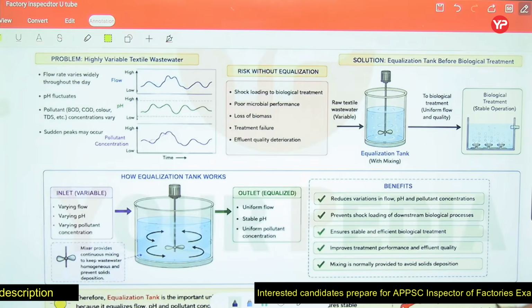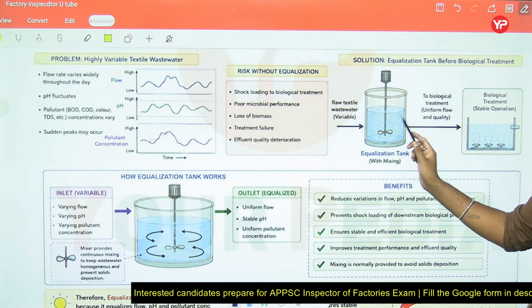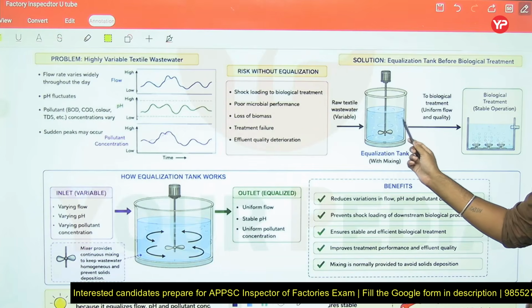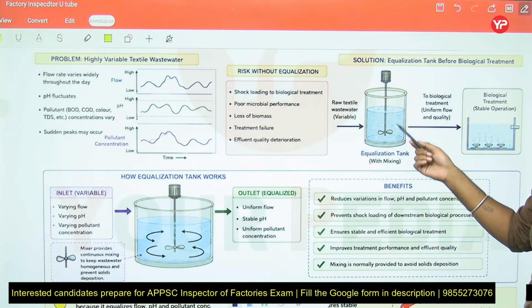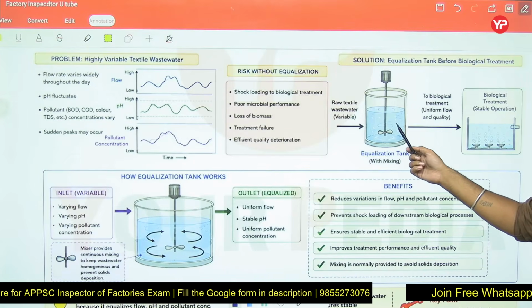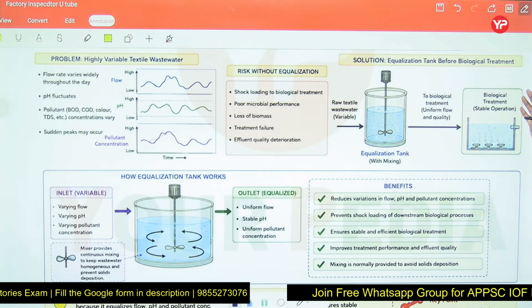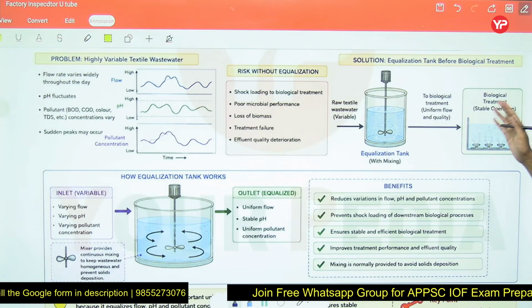So that's why mixing is generally adopted, friends. Here this is the type of equalization tank, and continuous mixing is there, so that solids cannot settle at the bottom and remain in suspension. Water coming from this equalization tank then enters the biological treatment.